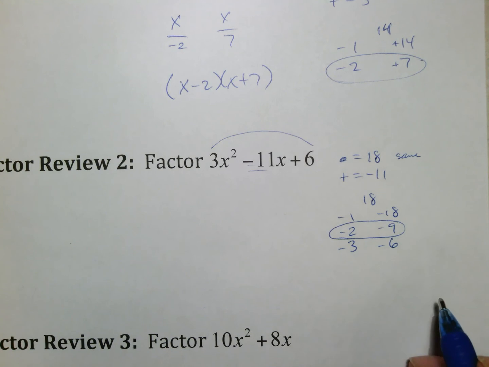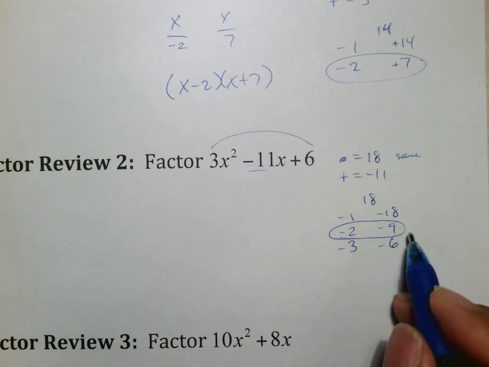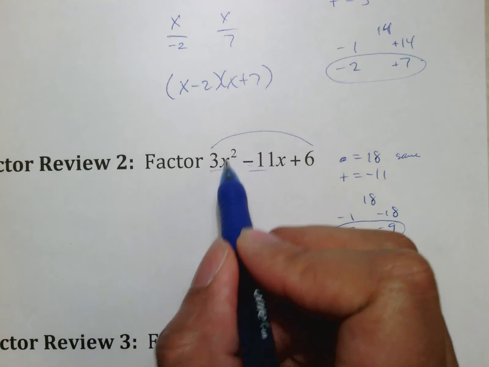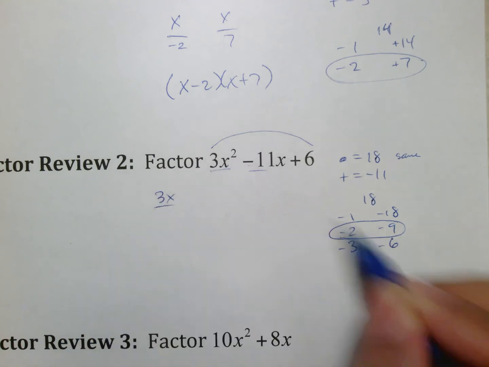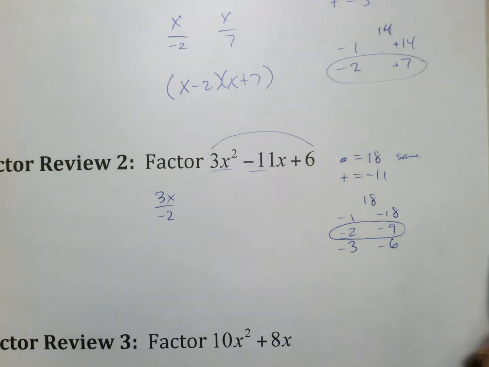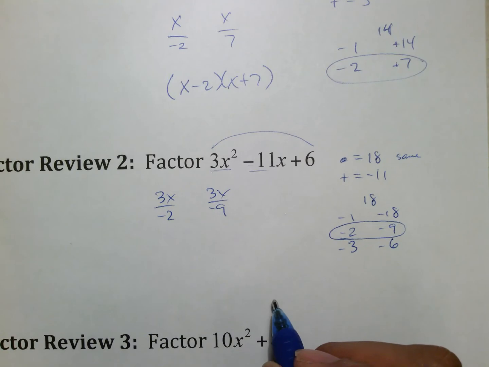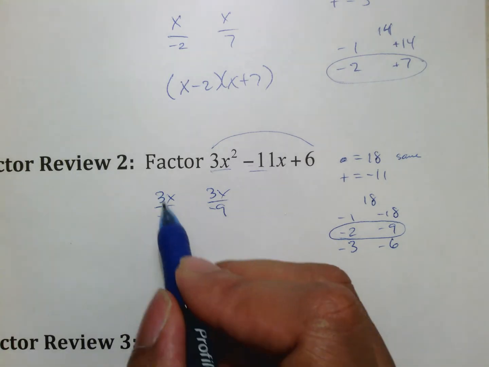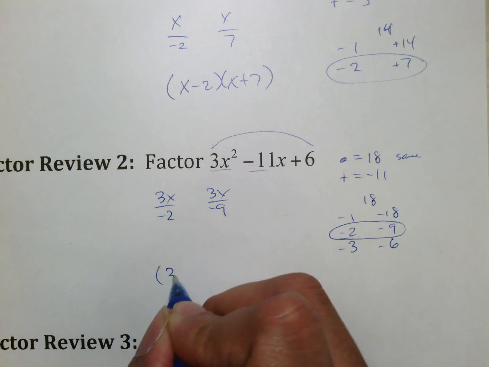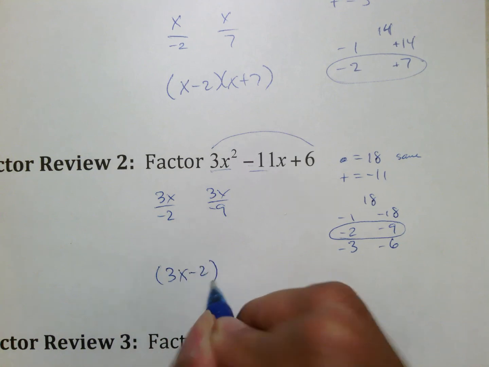Those are your numbers. And again, what we did from here, once we found the numbers, is we took this with a regular x and we put 3x over the first answer, which is negative 2, and then we put 3x over the second number, which is negative 9. 3 over 2 cannot be reduced, nothing can be divided, so your first parentheses is 3x minus 2.